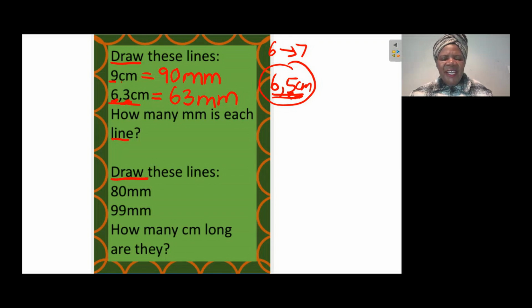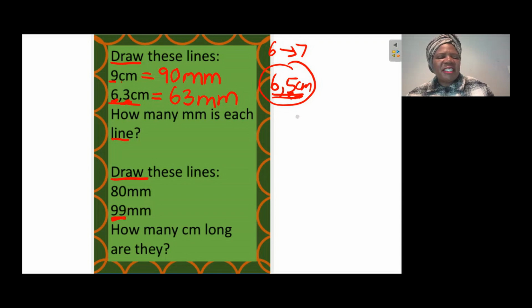Then we go and draw these lines. Now you are using the side where they are millimeters. Put your ruler, and if your ruler has a 0 mark, put a mark on the 0 point. Then you go to 80 millimeters and put a mark again, then draw and join the 2 points, the 0 point and the 80 millimeter point. Then 99, you go from 0 to 90, plus the 9 millimeters.